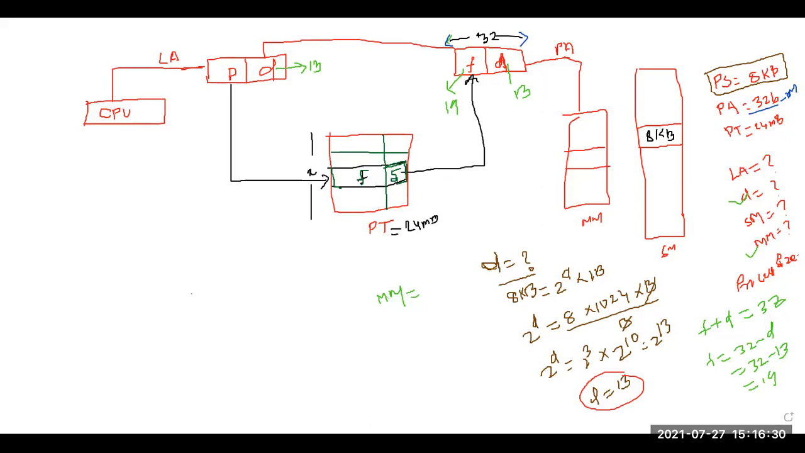Sir, 4 GB. So it will be very simple, 2 to the power of 32 into byte. Again, it will be 2 to the power of 2 into 2 to the power of 30 byte, and this is 4, and I know that this is GB, so 4 GB. So what is the size of the main memory? Size of the main memory is 4 GB. Done.